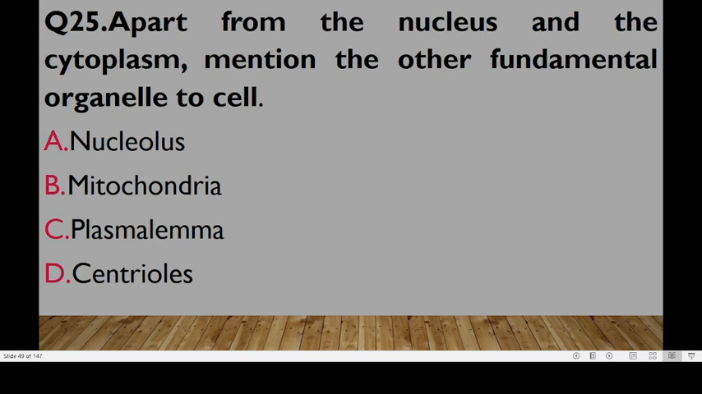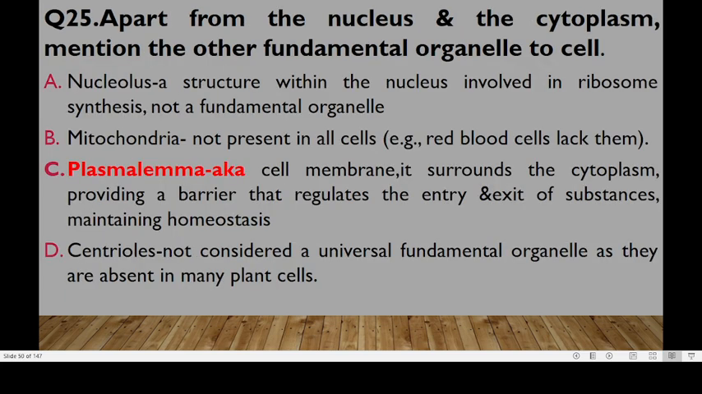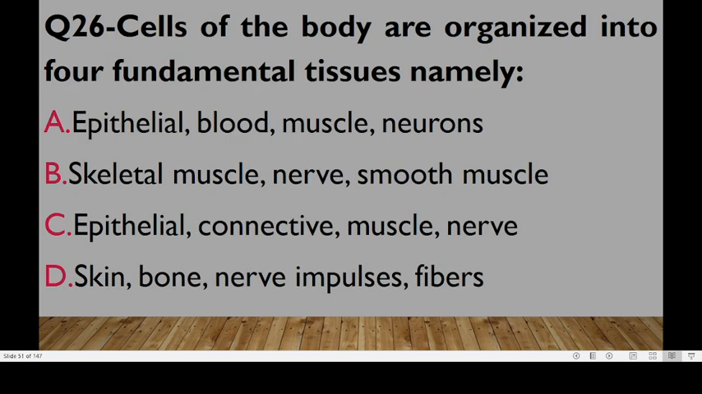Apart from the nucleus and the cytoplasm, you need to mention the other fundamental organelle of the cell. Fundamental parts of a cell can also be viewed under a light microscope and not necessarily the electron microscope. Looking at the options, we could talk of the cell membrane, that is the plasmalemma, also known as the cell membrane. This one surrounds the cytoplasm and provides a barrier that regulates the entry and exit of substances, maintaining homeostasis.